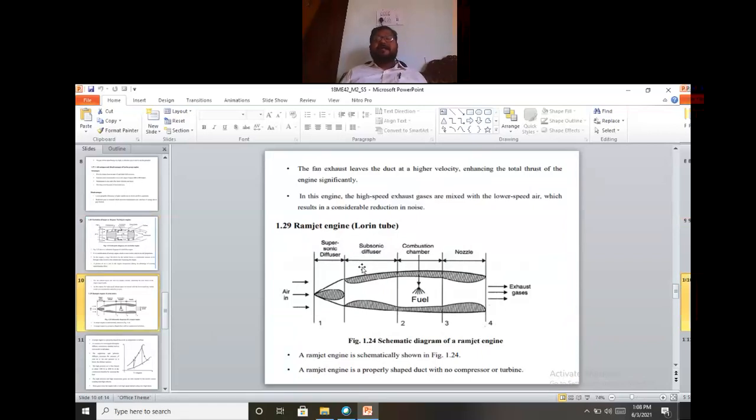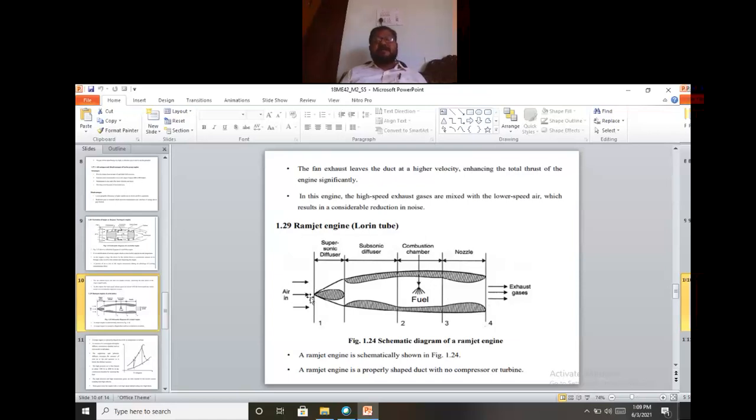The fan exhaust leaves the duct at higher velocity, increasing the total thrust of the engine significantly. In this engine, high-speed exhaust gases are mixed with low-speed air, which results in a considerable reduction in noise.